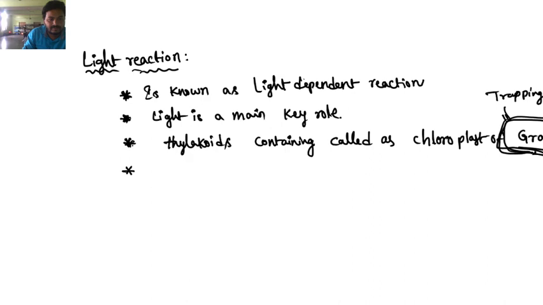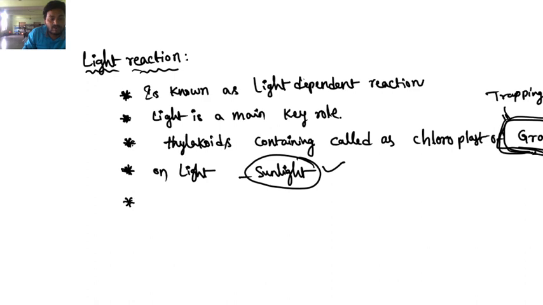Next, the light reactions are completely dependent on light, meaning sunlight. What do all the reactions here completely depend on? Sunlight. That's why most of these events are completely dependent on light. That kind of reactions are called light reactions, or light dependent reactions.